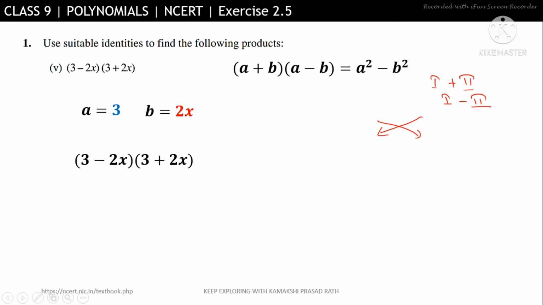So here we can use the formula now, a squared minus b squared. What is a here? A is 3, so we get 3 squared. And what is b? b is 2x, so 2x whole squared. So we'll simplify the powers now. 3 squared becomes 9. And 2x whole squared, again I repeat, 2x whole squared becomes 4x squared. So this way we have used the identity a plus b into a minus b.